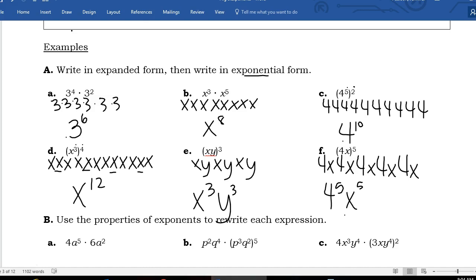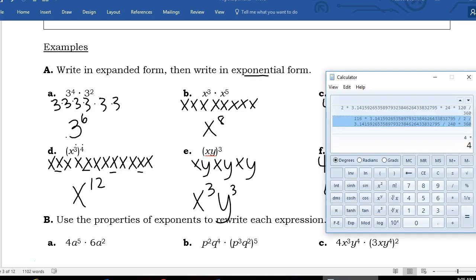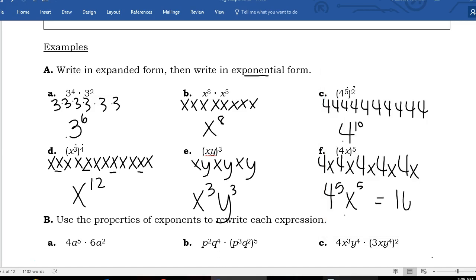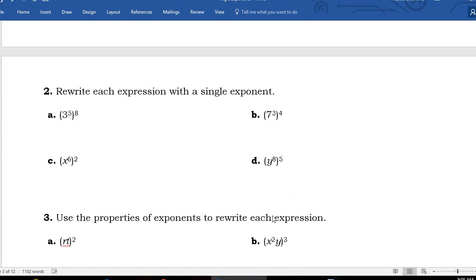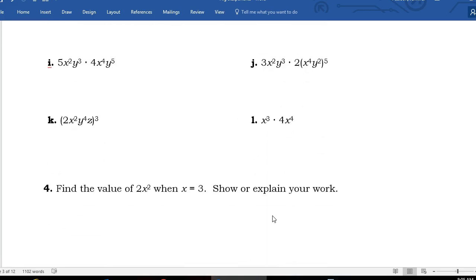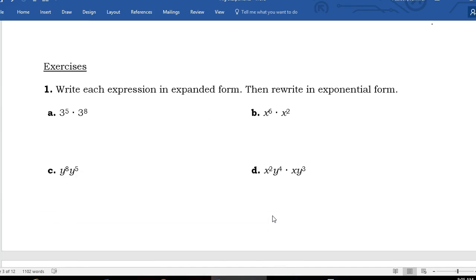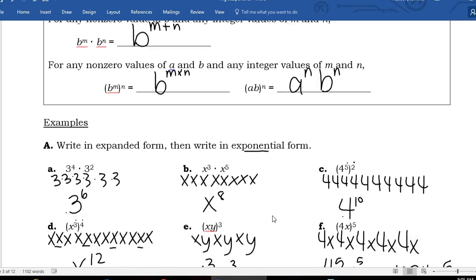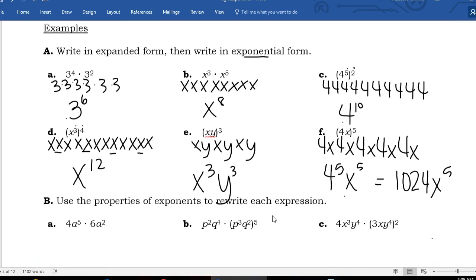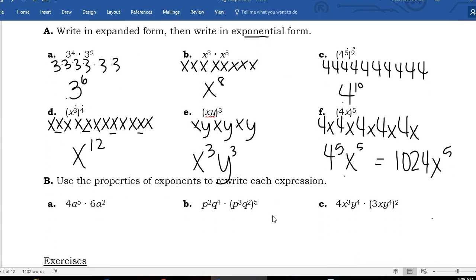If the question asks you to go a step farther, you might actually have to calculate 4, 2, 3, 4, 5, and that would actually be 1024 x5. I think I'll do that in example B. If the question asks you to write the expression that way, or leave it in exponential form, you can leave it as a number to a power. If it doesn't say leave in exponential form, you'd have to actually get the numerical value.